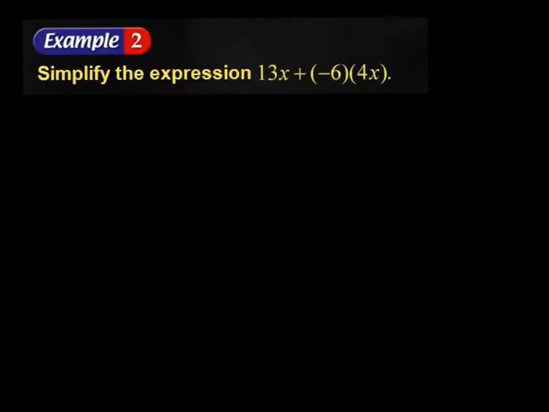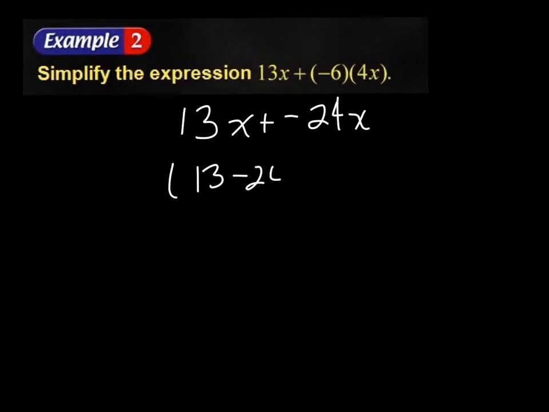To simplify the expression, I'm going to have 13x plus, a positive times a negative is a negative, 24x. And then I could use the associative property and rewrite that as 13 plus -24x. 13 plus -24 is the same as 13 minus 24, which is -11x.